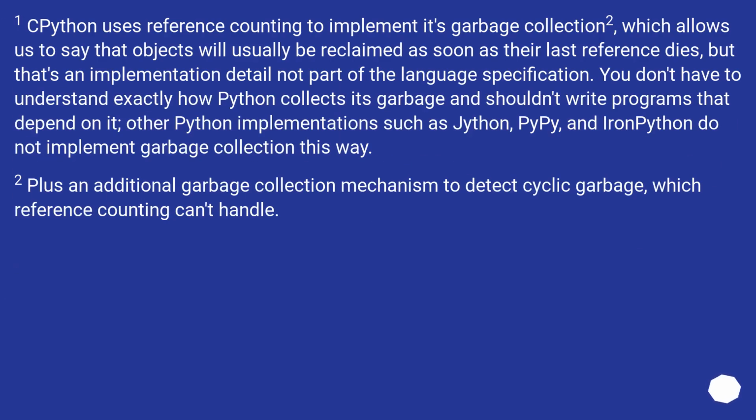Python uses reference counting to implement its garbage collection too, which allows us to say that objects will usually be reclaimed as soon as their last reference dies, but that's an implementation detail not part of the language specification. You don't have to understand exactly how Python collects its garbage and shouldn't write programs that depend on it. Other Python implementations such as Jython, PyPy, and IronPython do not implement garbage collection this way. CPython uses reference counting plus an additional garbage collection mechanism to detect cyclic garbage, which reference counting can't handle.